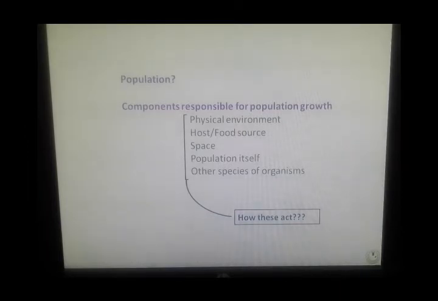Now, all these five components, they act through the pathways of natality, that is the birth rate, then mortality, that is the death rate, and dispersal, that means migration, immigration, and emigration.